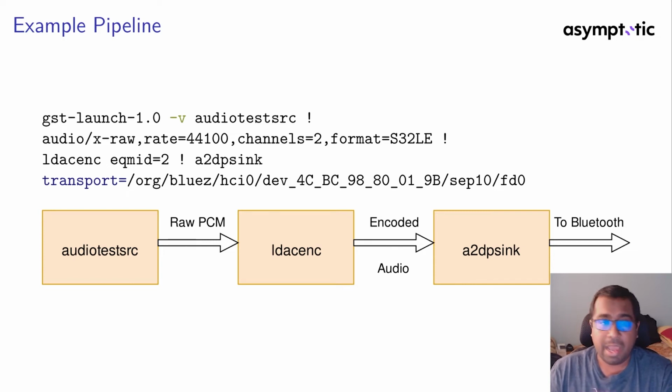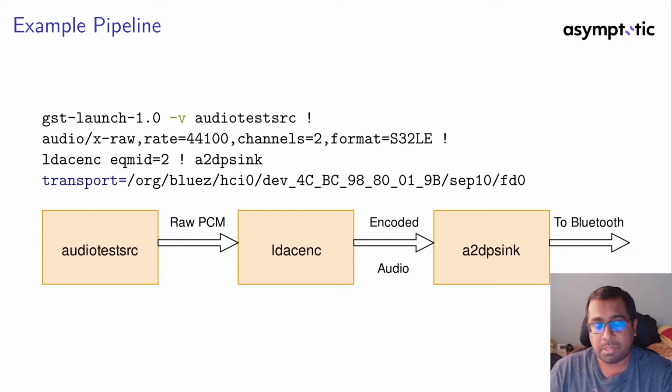Next, we have the LDAC encoder. Now, the LDAC encoder has eqmid equal to 2. This is a property equal to value specification. Properties basically allow users to set some kind of parameters on the element. In this case, the eqmid property basically influences the bitrate of the LDAC encoder.